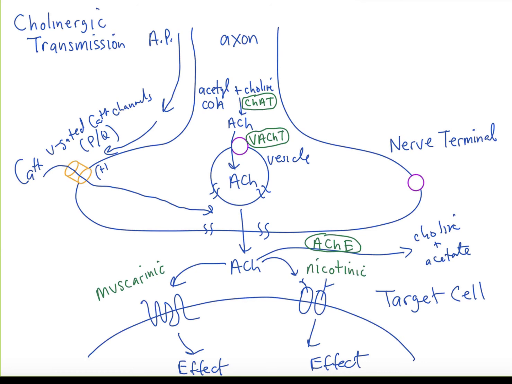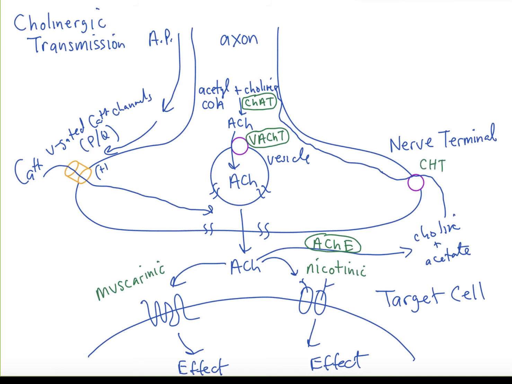The choline can be taken up through a transport mechanism into the nerve terminal, where it can then be reused and resupply the choline to make more acetylcholine. And this transporter is the choline transporter, which we can call CHT, and that is found on the nerve terminal.